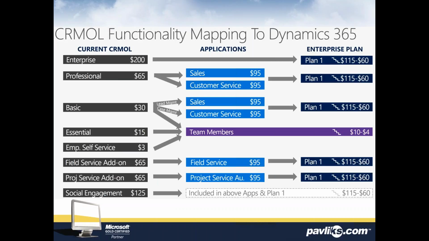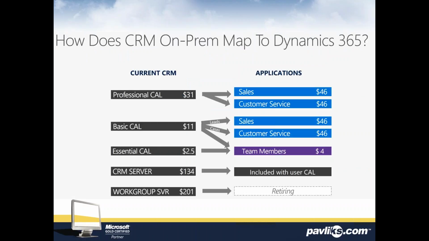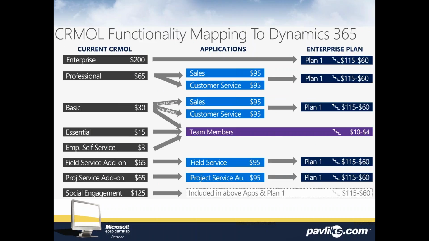Let me step through this, because how you move from CRM Online to Dynamics 365 is different than how you might move from on-prem. Let me go through these at a high level. If you currently have CRM Online and a professional license, that grants you access to both sales and customer service. Essentially, you get grandfathered into a plan. By having the professional license, you have access to Plan 1, which gives you access to everything.